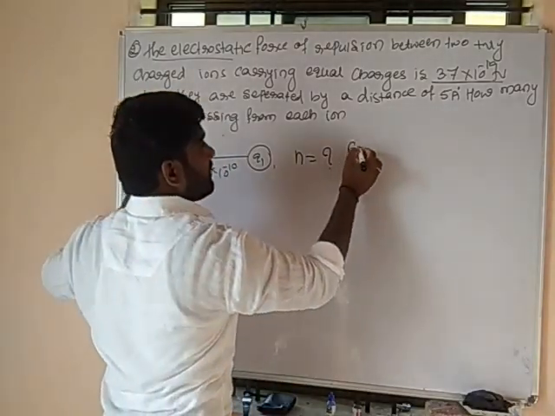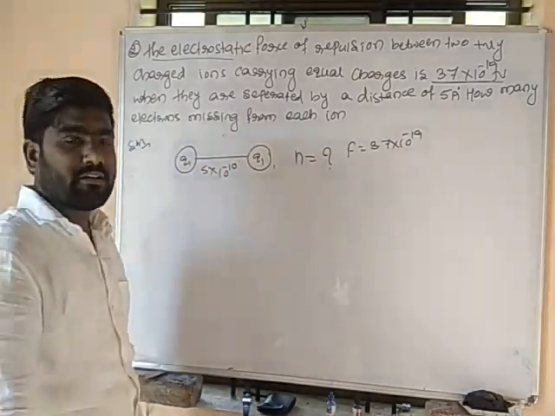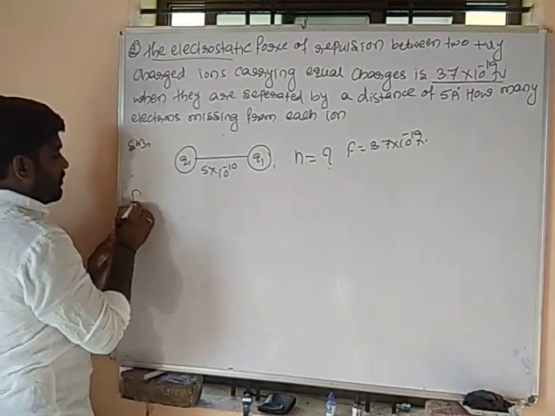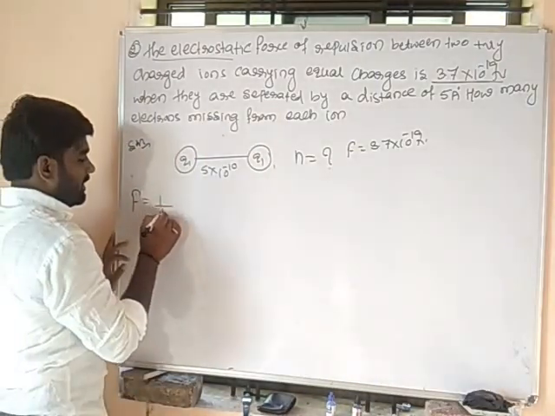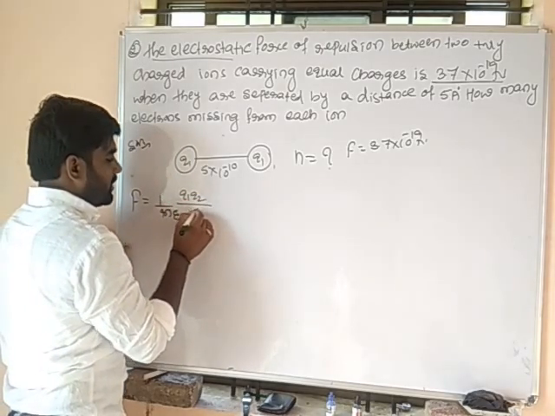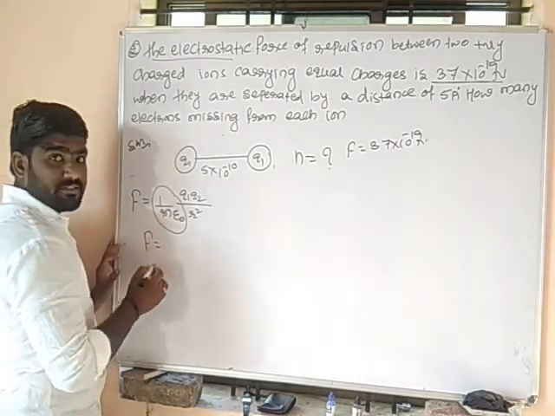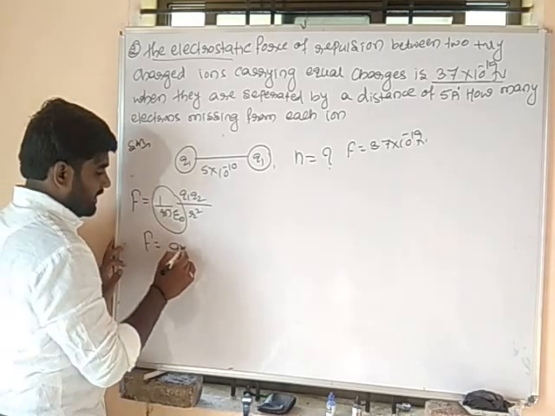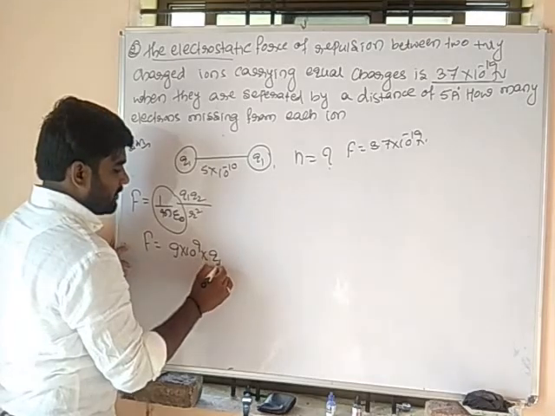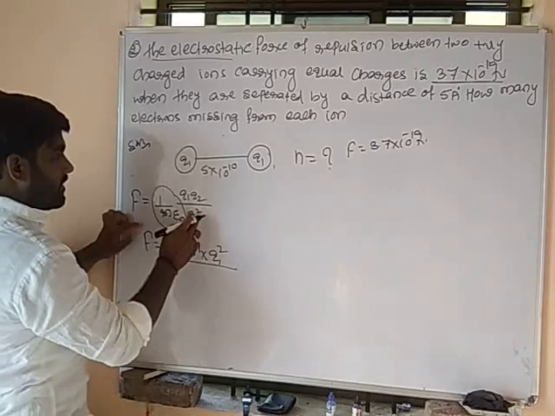This F is equal to 3.7 into 10 to the power minus 19 Newton. F is given. Then find out, according to Coulomb's law, F is equal to 1 divided by 4 pi epsilon naught Q1 Q2 divided by R square. What is the value of 1 divided by 4 pi epsilon naught? F is equal to 9 into 10 to the power 9 Q1 into Q2. I will write it as Q1 square, Q1 into Q1 itself, whole divided by R square.